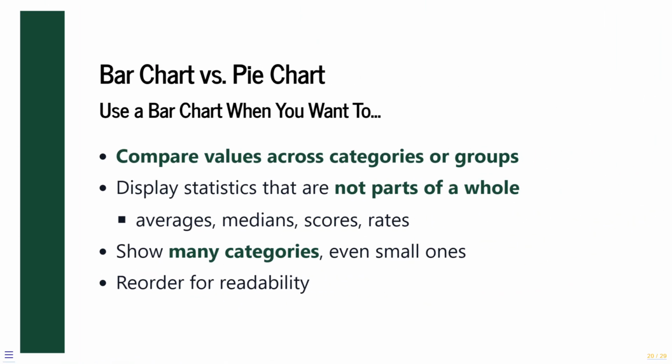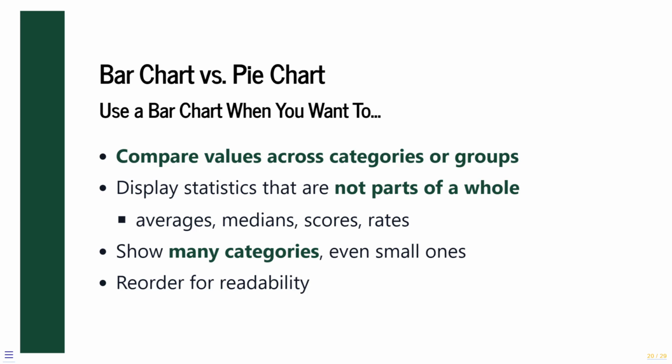Although the same categorical data can often be displayed using either a bar chart or a pie chart, the two serve different analytical purposes and are not interchangeable. Choosing the right chart depends on what you want the reader to notice and compare.